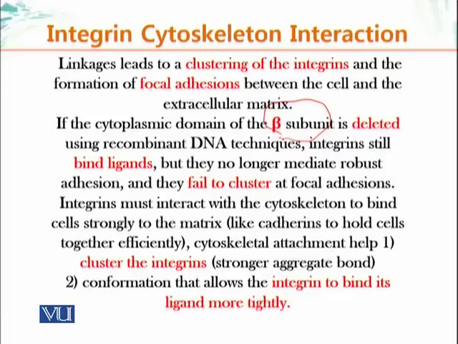Also, I would like to mention that integrins must interact with the cytoskeleton to bind cells strongly to the matrix. Just like we have talked about cadherins, they require interaction, direct or indirect, mostly indirect, with cytoskeletal elements to hold the substrate or the extracellular matrix in a very strong manner. So what we have talked about is that cytoskeletal attachments, number one, help clustering integrins. So a lot of them come together. It also improves the adhesion and makes it more robust. Number two, it is thought that the conformation that allows integrins to bind the ligand tightly is also caused by some of these interactions between integrins and the cytoskeletal elements.